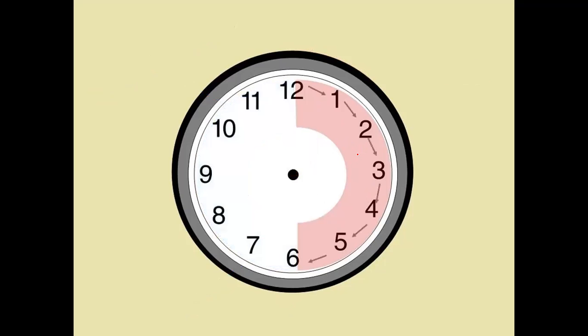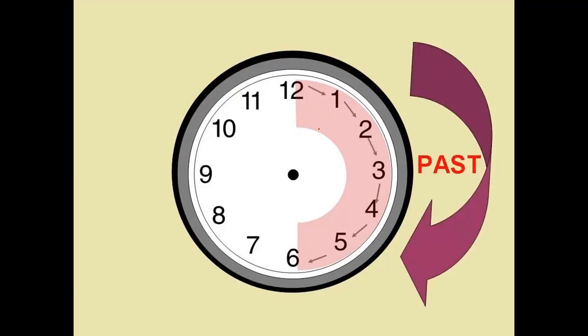Here is the clock. We can see that the arrow moves from 12 to 1, from 1 to 2, from 2 to 3, from 3 to 4, from 4 to 5, from 5 to 6. And between two numbers, we can count 5 minutes. Each two numbers give the 5 minutes. So we call this pink part past hour.